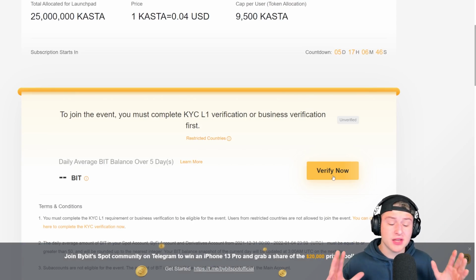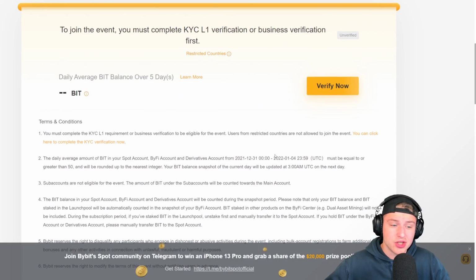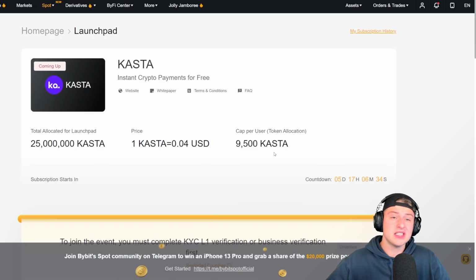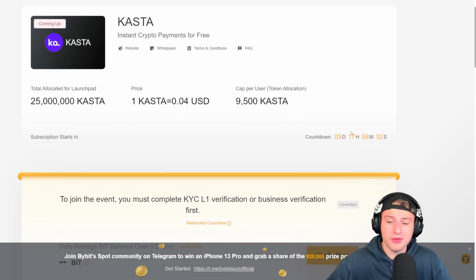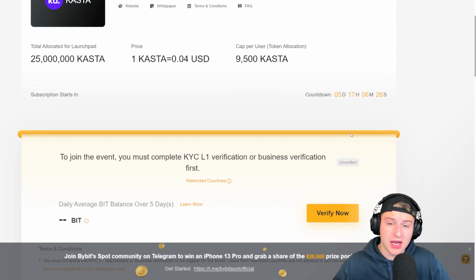And please note, you have to verify your account for KYC level 1 in order to participate in the KASTA launch here on BYBIT. So this is what it is. It's very simple. There are only 5 days left on the countdown, and you will see here, commit your BitDAO tokens now so you can get your allocation towards KASTA.